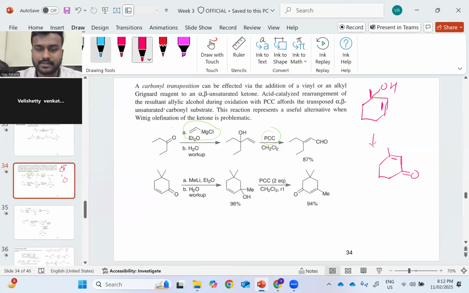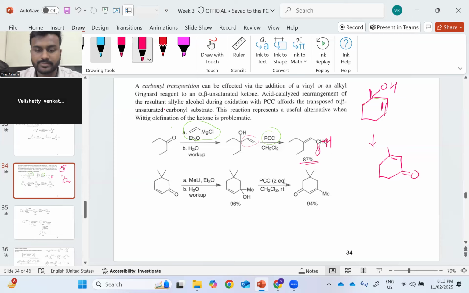In a similar manner, this was the tertiary alcohol and we have the double bond here. So this is a kind of alpha-beta unsaturated carbonyl. It is a transposition of the carbonyl. Since it is tertiary, it shows the 1,3 transposition of the carbonyl. So we get the aldehyde here, OH. We get it in 87 percent.